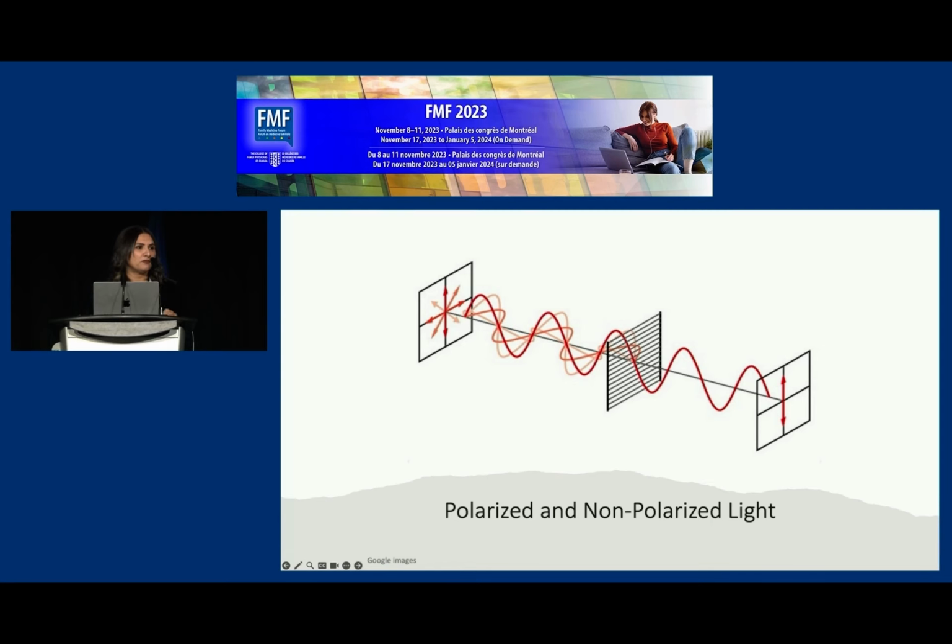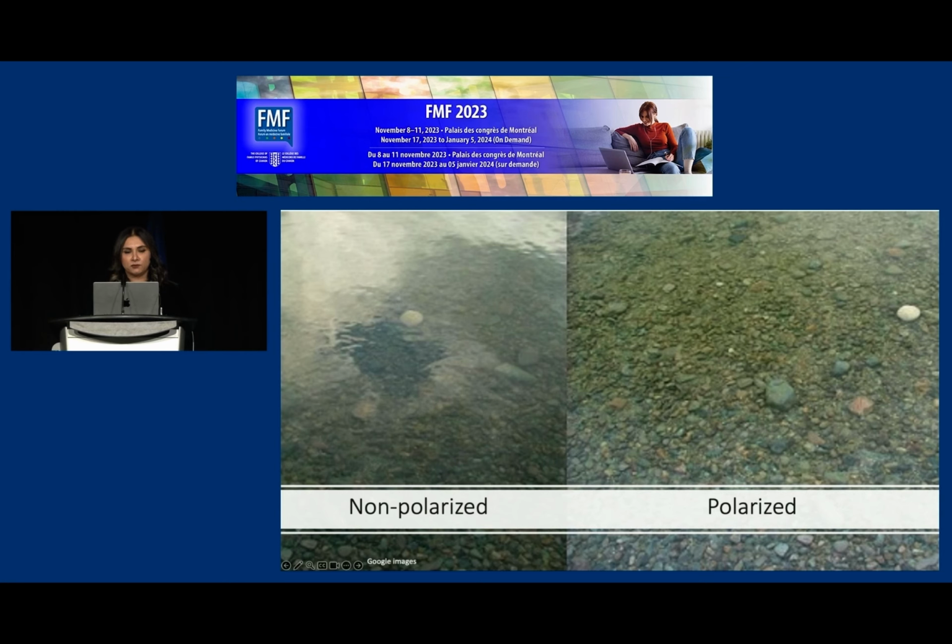So when light is emitted from any source, as you know, Physics 101, it will travel in multiple directions, so that's non-polarized light. However, if we focus it in one direction, it becomes polarized. And what does that mean? This is what it means.